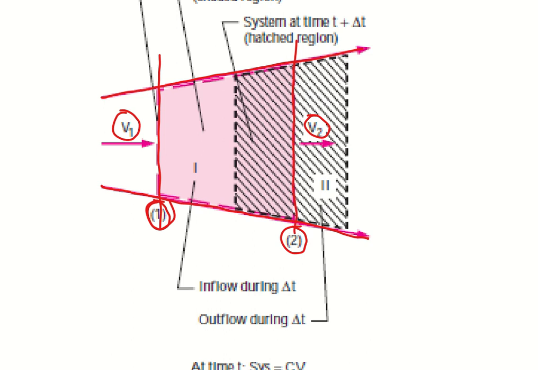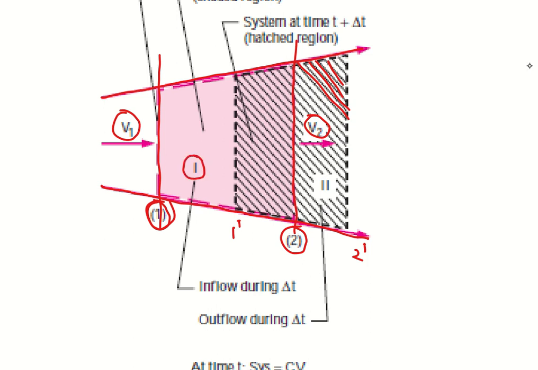At time t plus delta t, what happens? This shaded portion was having some mass. That mass has taken this position now, enclosed between 1 dash and 2 dash, and shown with the help of these hatched lines. So this is the position of the mass at time t plus delta t. Right. Now look at two properties also.